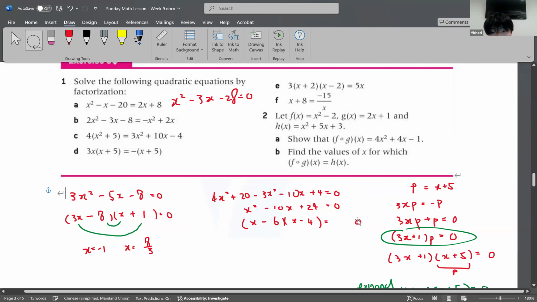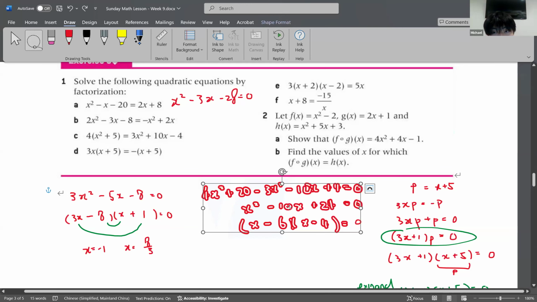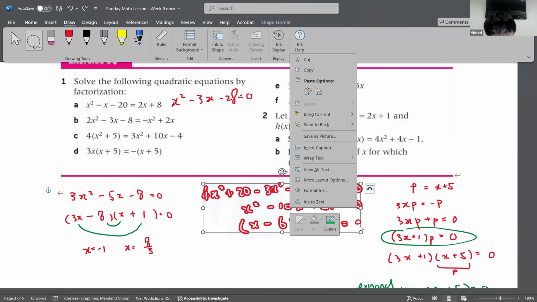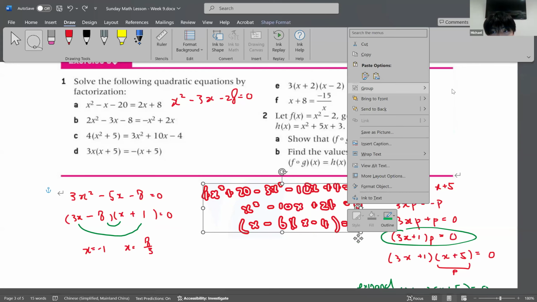Okay, and 0. Amazing. The 0 is outside my group. Interesting. Wait. Group.